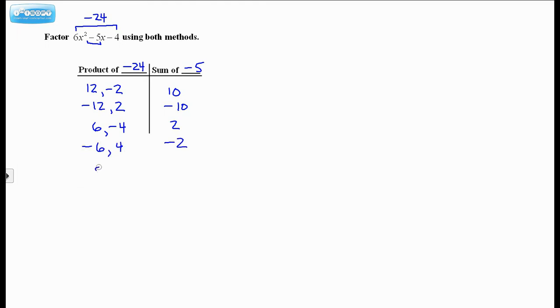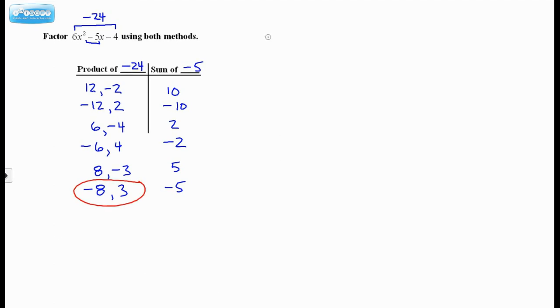And 8 and negative 3 would multiply to negative 24. Add those together, I get positive 5. Oh, so close. I think this is the only adjustment needed. Negative 8 times 3, yep. And add them together, yep, perfect. So those are the two numbers that we need. So now we can actually factor it.